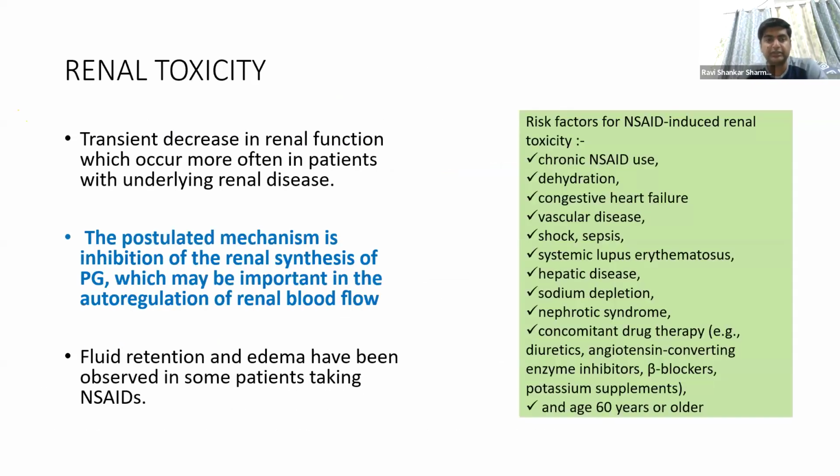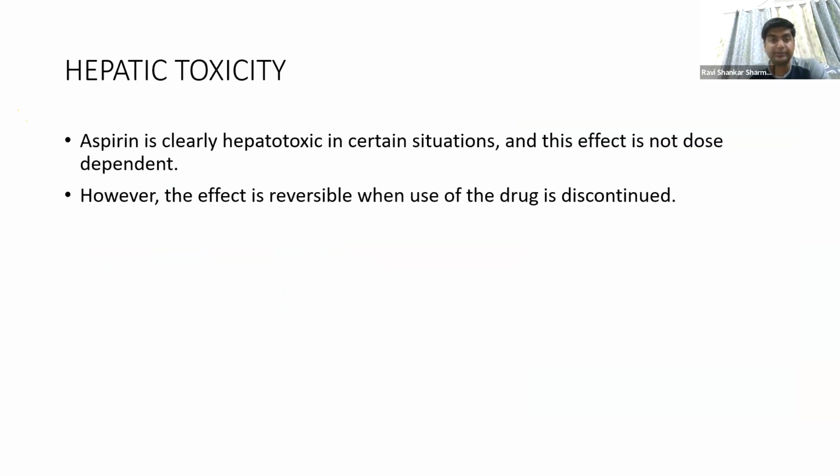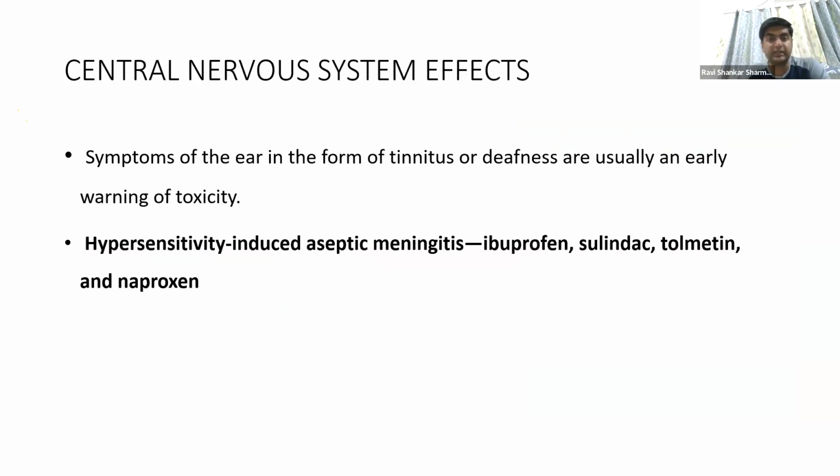Okay. Renal toxicity, the postulated mechanism is inhibition of renal synthesis of prostaglandins, which is a kind of protective way for preserving your kidney. Thereby, the blood flow to the kidney is reduced, and this is inhibited by frequent use of NSAIDs. Okay, hepatotoxicity, yes, aspirin.